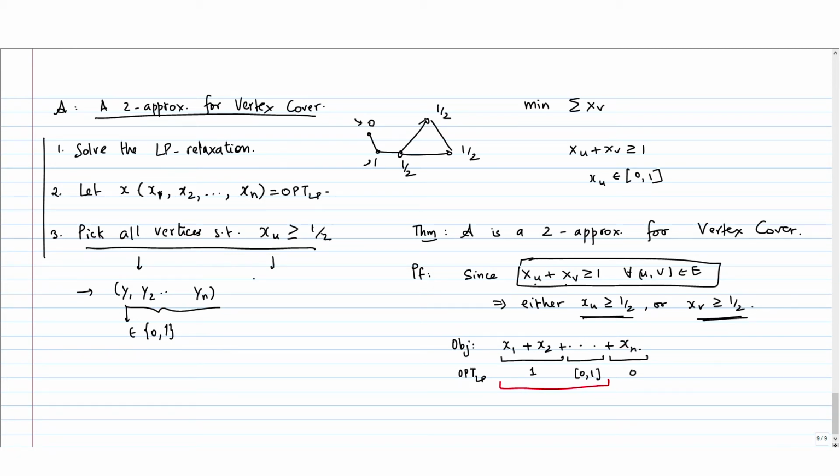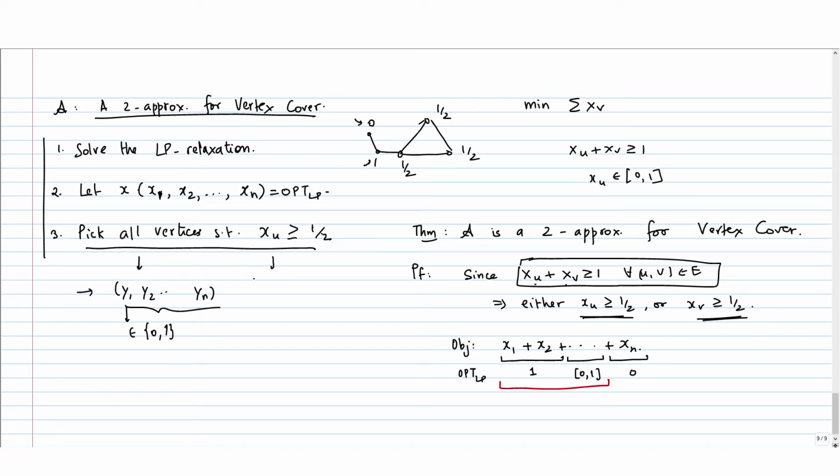Now, first of all, I want to claim that this is a feasible solution. Why is it a feasible solution? Look at an edge. xu plus xv is at least 1, that is the constraint that is satisfied by the linear program. So, one of these vertices has value at least half, and then we will take at least one of the endpoints, which means the edge is covered. So, every edge is covered by the solution returned by our algorithm.